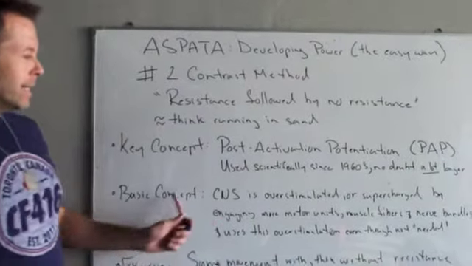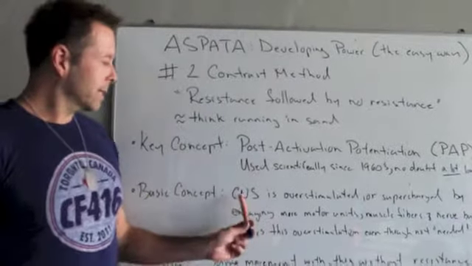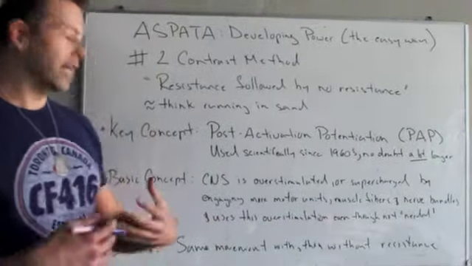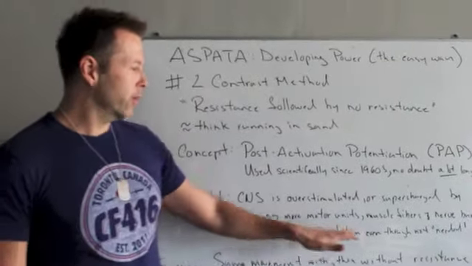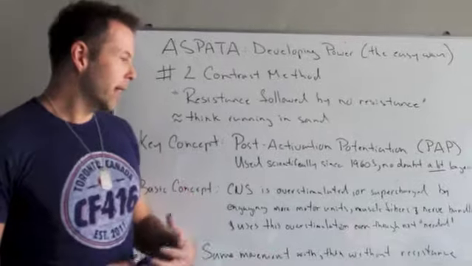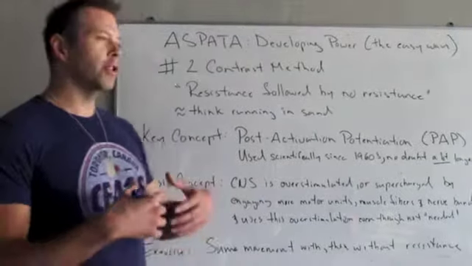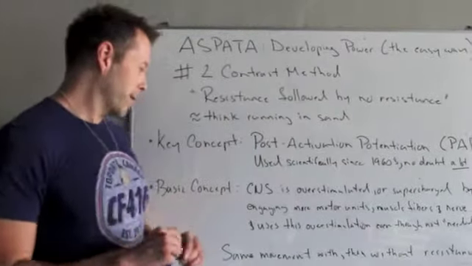So the basic concept of the contrast method is that the central nervous system is overstimulated, or you can think about it as being supercharged by engaging more motor units, muscle fibers, and nerve bundles. And this causes an overstimulation of the muscle, which then allows me to throw faster punches when I don't have any weight in my hand.